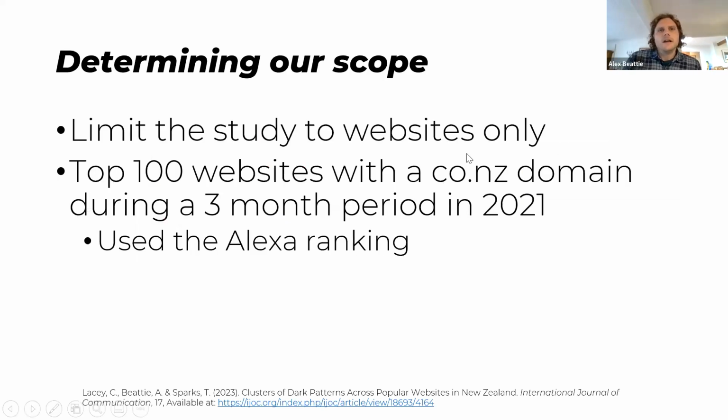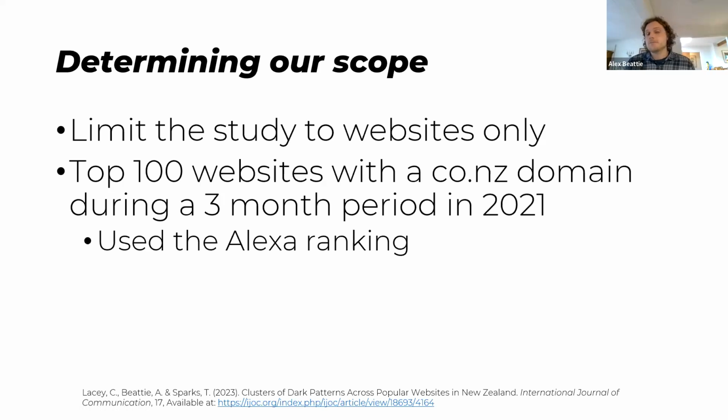Second of all, we had to determine what was in scope. As I said, there are probably tens of thousands of websites with a .co.nz domain. We had to make the study feasible. There were only three of us, so we decided to limit our scope in a couple of ways. First of all, we decided to only look at websites.